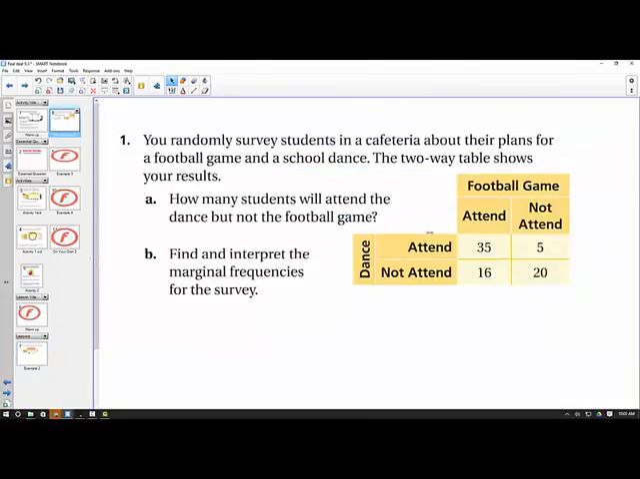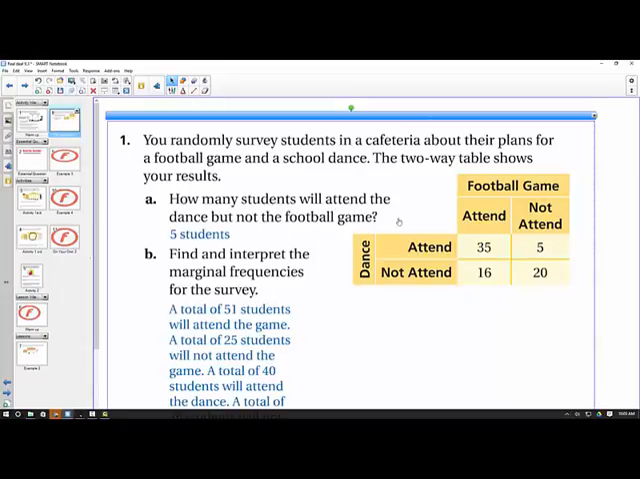If I look here, it says how many students will attend the dance. So attend the dance, I'm looking at this column, but not the football game. So it looks like it'll be 5. So attending here, not attending here, it's the 5. Then it says find the marginal frequencies. So there's a total. If I go through here and add them up, I'll have 51 kids altogether. 25 of them will not attend the game. 40 will attend the dance, because if I add this up, 40 will attend the dance. It looks like 36 will not attend the dance.